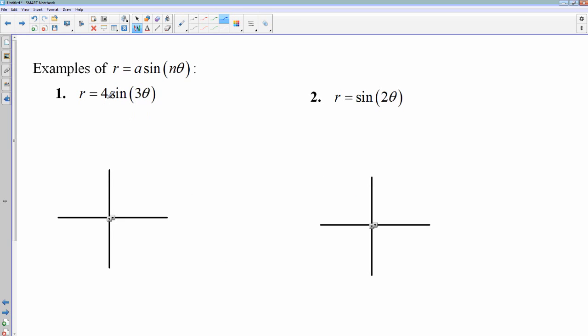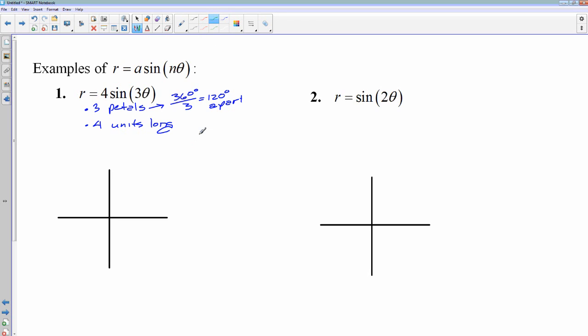Let's try one here. Let's identify the number of petals and how long they are. This one, you have 3 theta, so there's 3 petals. That's an odd number, so that's how many petals you have. And if there are 3 petals, 360 degrees divided by 3, each petal is going to be 120 degrees apart. And each petal is also going to be 4 units long. Now the difference between sine and cosine is you do not start the sine petals on the x-axis. My first petal is going to be raised by an angle of 90 divided by 3 degrees.